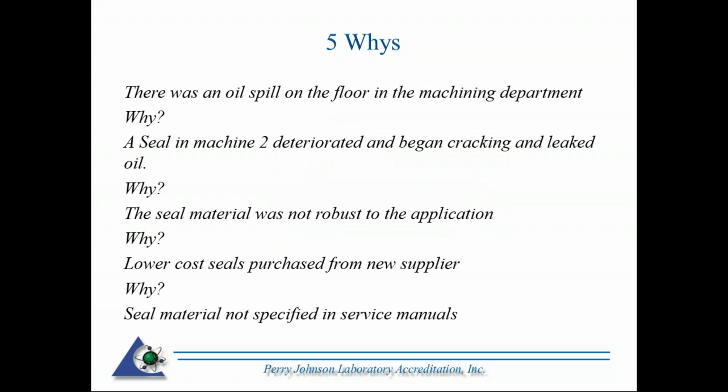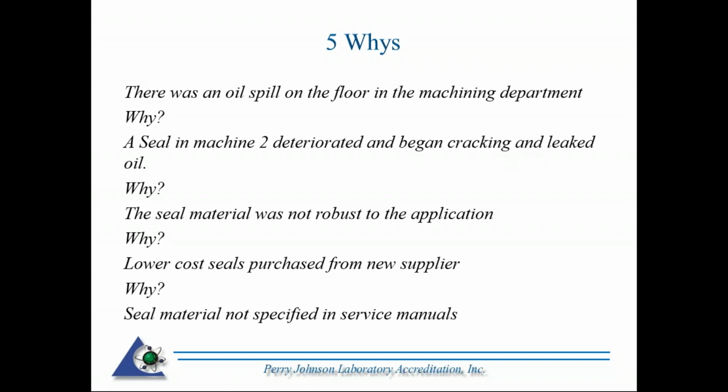So why did he fall? There was an oil spill on the floor in the machining department. Why? It was determined that a seal in machine 2 deteriorated, began cracking, and leaked oil. Why? The seal material was not robust enough for the application. Well, why not? Because we went to the lower cost seals purchased from the new supplier. Well, why did we do that? Because there was no seal material specified in the service manuals.